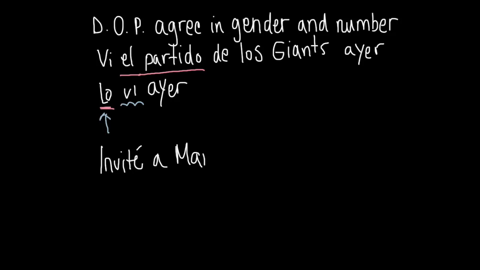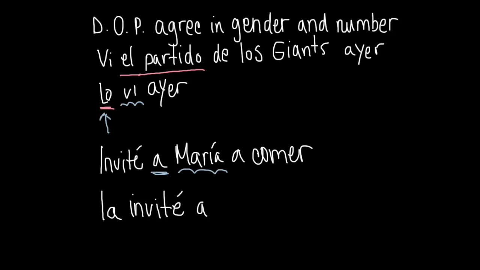So now in the sentence, invité a María a comer. In this case, María will be my direct object. We just said that in general, the direct object follows the verb. It's just that I need an a personal. So if I want to replace María, it will be la invité a comer.